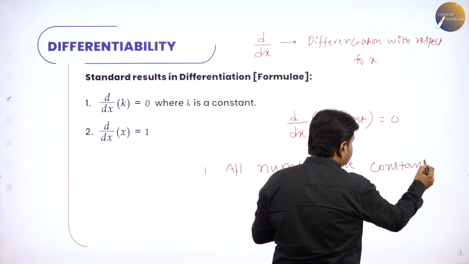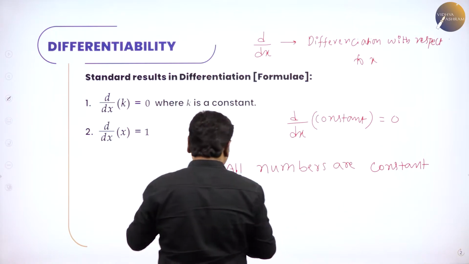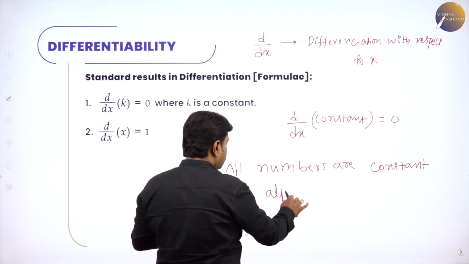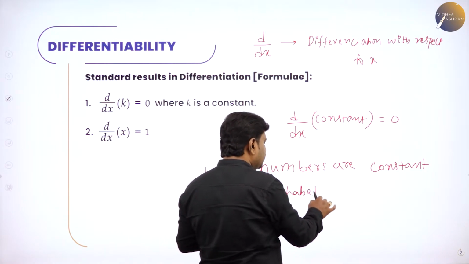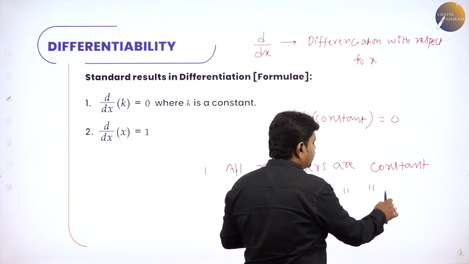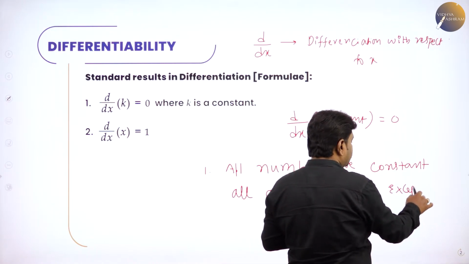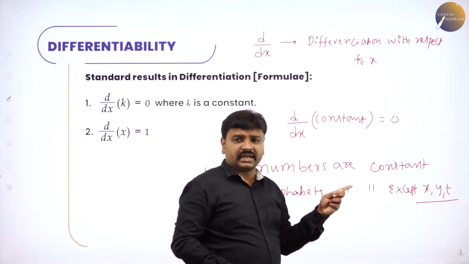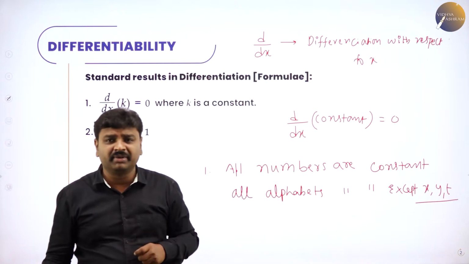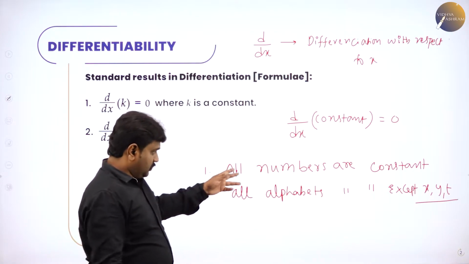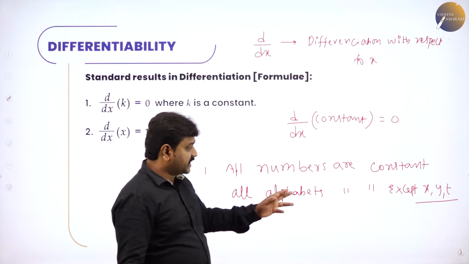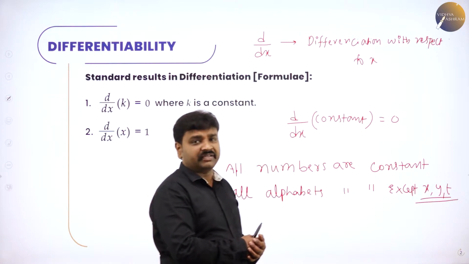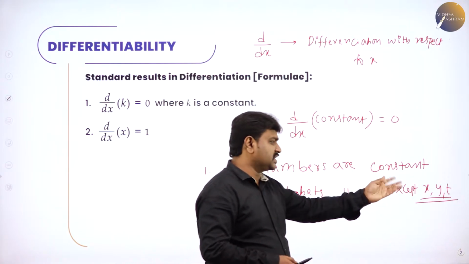Now in this context, differentiation with respect to x, all alphabets we treat as constants except x, y, t. Please make a note of this. x is the independent variable, y is the dependent variable and t is the time variable. x, y, t are not constant. When I write y is equal to f of x, y is the dependent variable and t is the time variable.